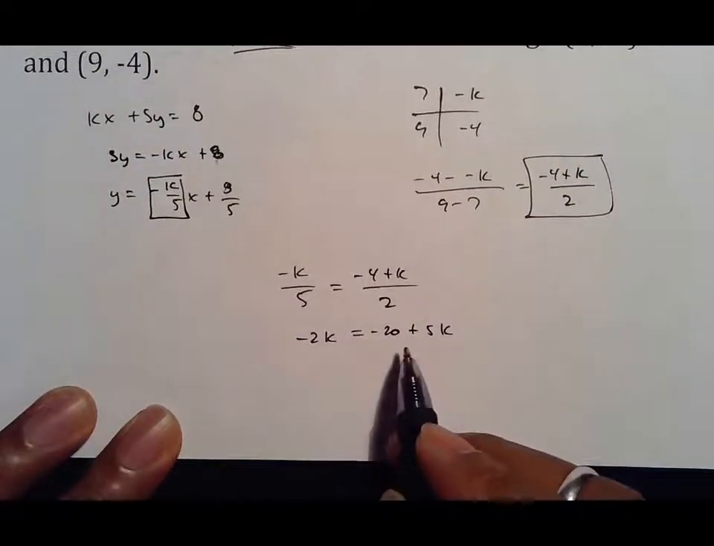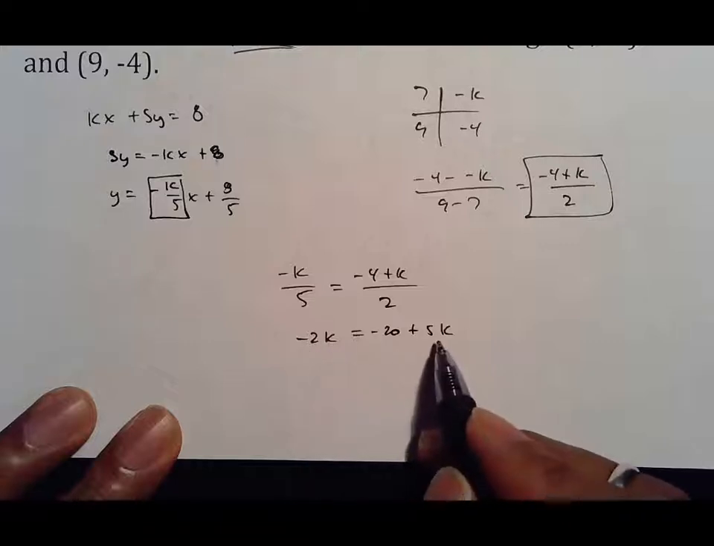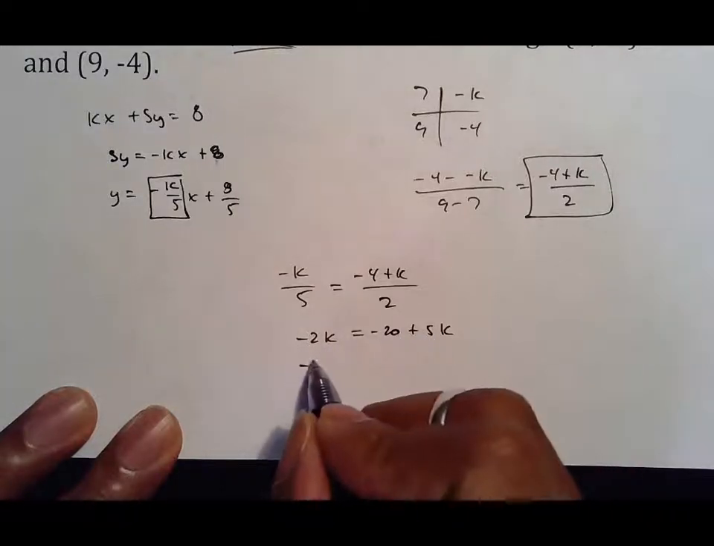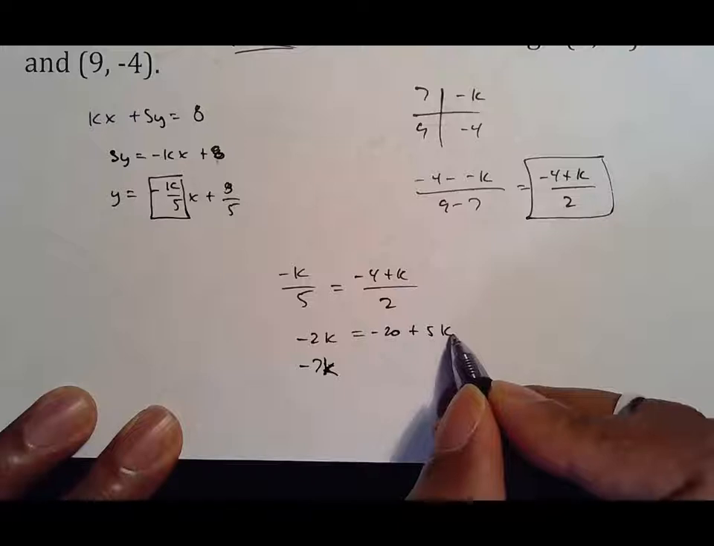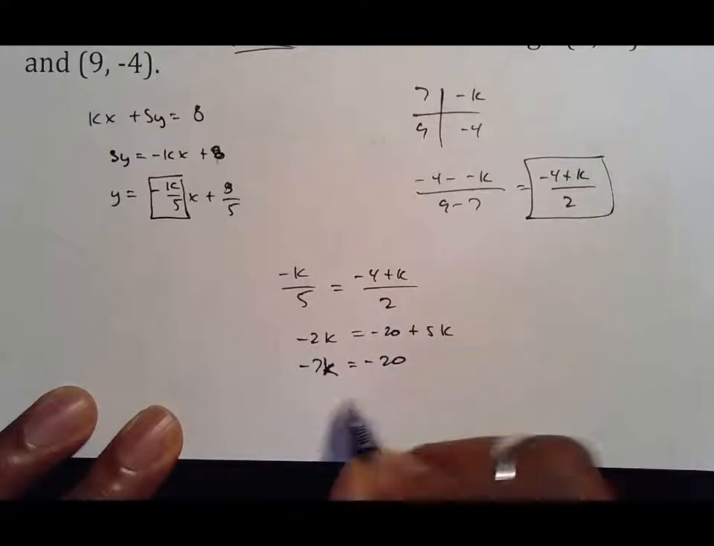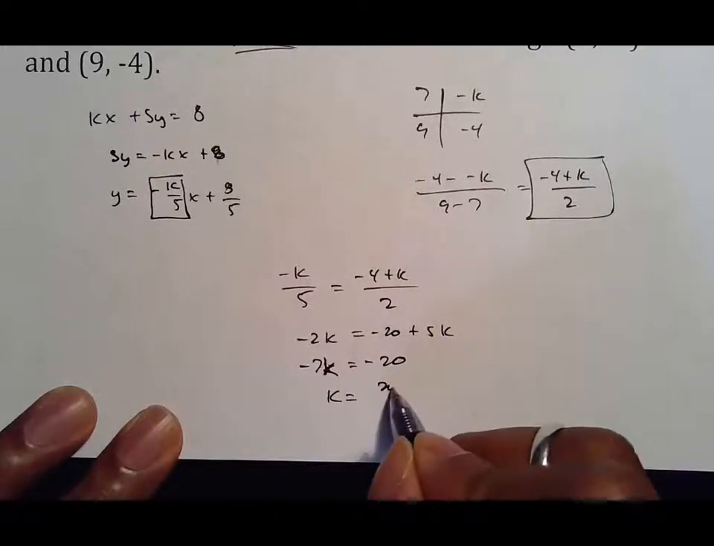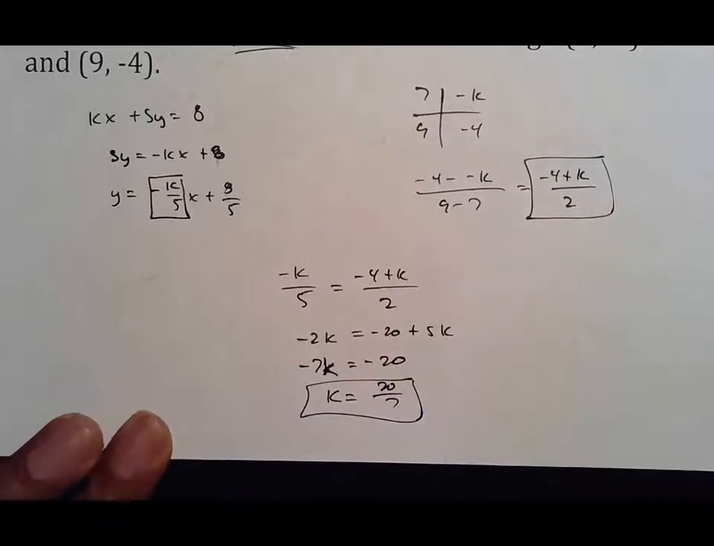I would usually move the smaller k, but that would make me move a lot, so I'm just going to go ahead and send it over here, getting negative 7k, because remember I have to subtract it, and then dividing by 7 you get 20 over 7 as your answer.